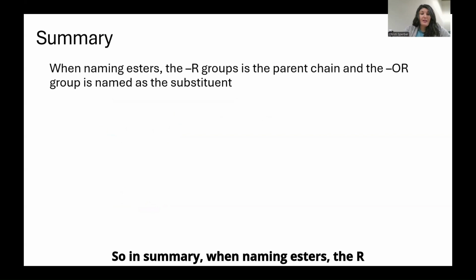So in summary, when naming esters, the R group is the parent chain and the OR group is named as the substituent.